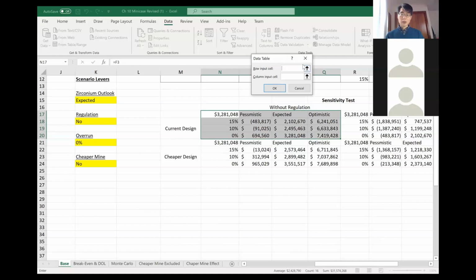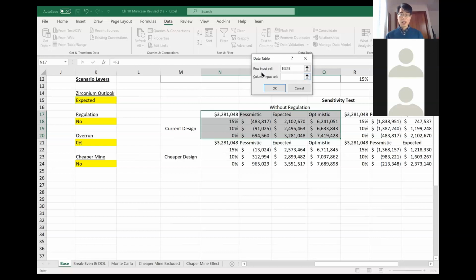So the row input cell should tell Excel where these changes will take effect. So I will click this cell, because this is text-based. Excel will change the text in cell K15 from expected to pessimistic or to optimistic. So Excel will change the value in cell K15 to the values of the labels in this table, right?